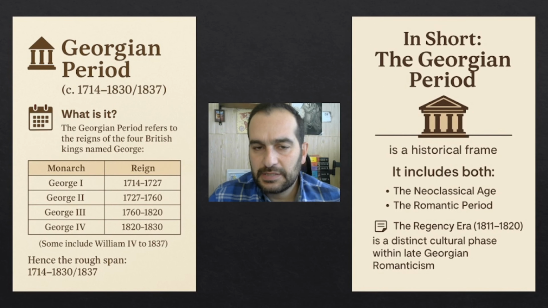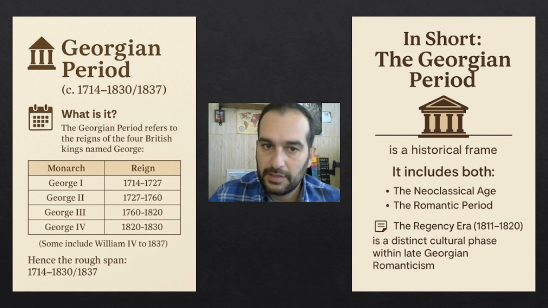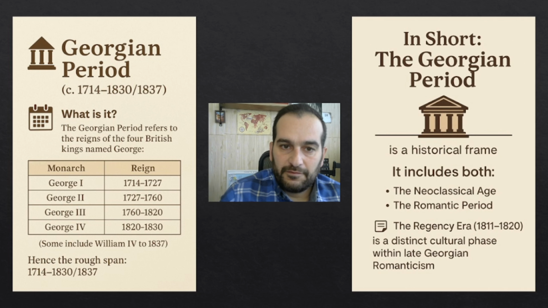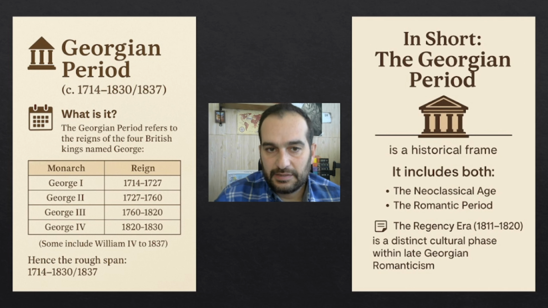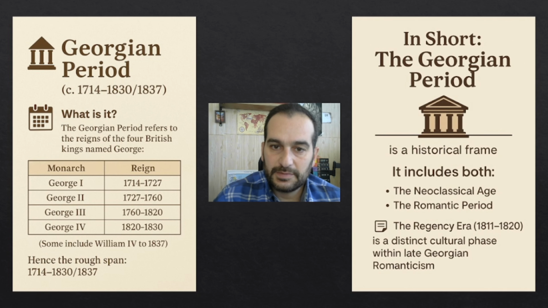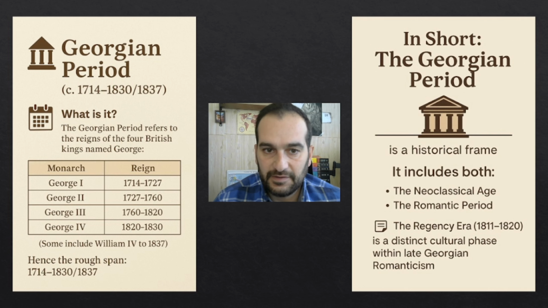So a minute ago I mentioned the Regency era in the Georgian period while talking about Jane Austen. So what is the Georgian period? First, let's talk about its date. Circa 1714 till 1830, and according to some scholars till 1837.